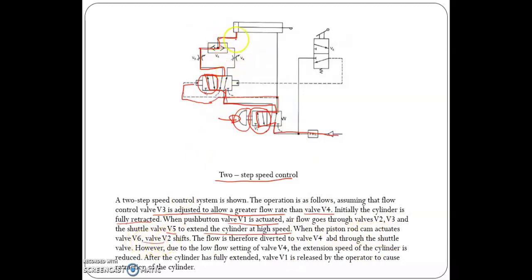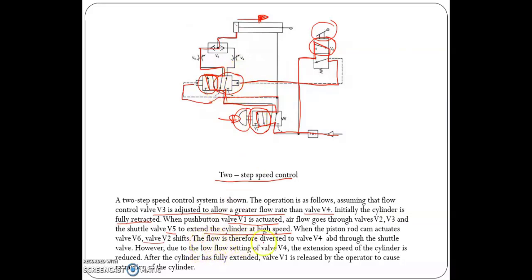And then bila dia dah separuh extend, dia akan touch this limit switch V6. And then bila dia dah half extend, dia akan touch this limit switch. So this V2 valve will shift to this position. Okay. So dia akan masuk to the V6. So dia akan tolak balik the 5-2 DCV to this position.